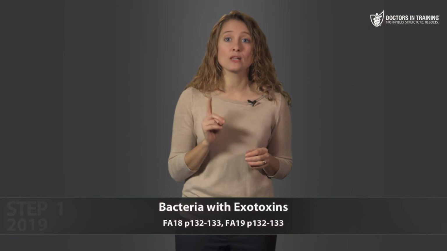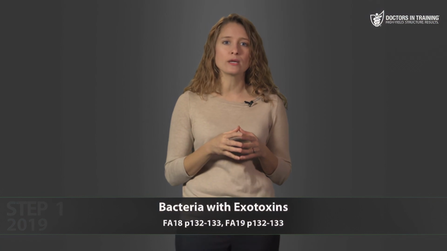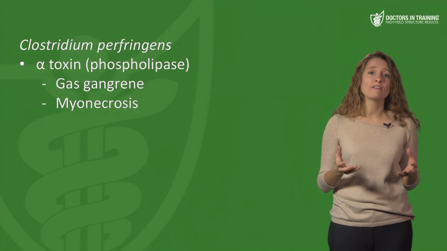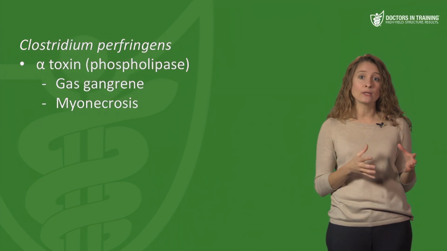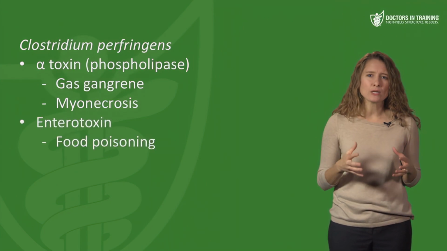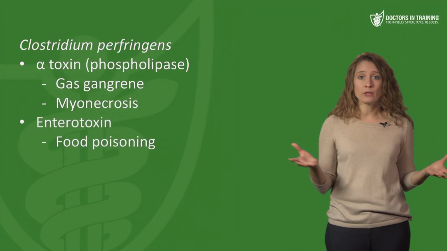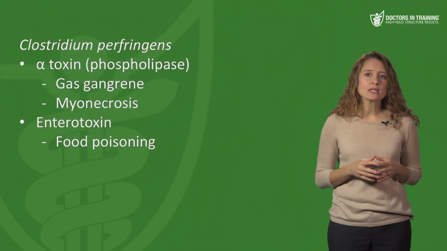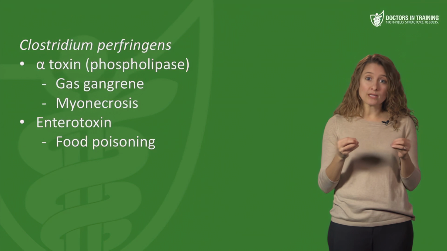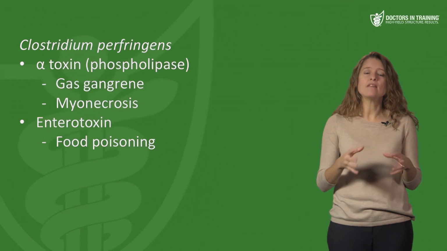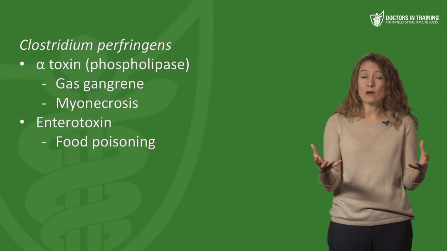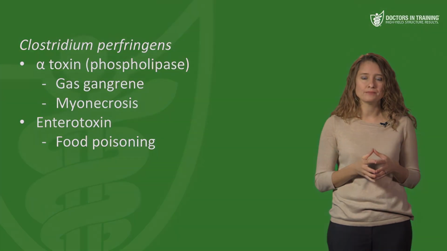Now for one last Clostridium species, let's talk about Clostridium perfringens. Clostridium perfringens can produce alpha toxin, a phospholipase that causes gas gangrene and myonecrosis. Clostridium perfringens can also make an enterotoxin that's responsible for a large number of food poisoning cases. The enterotoxin is produced when food is left out too long after being cooked. The spores that can withstand that cooking process have a chance to germinate and produce the enterotoxin if it's left out for too long after cooking is complete.